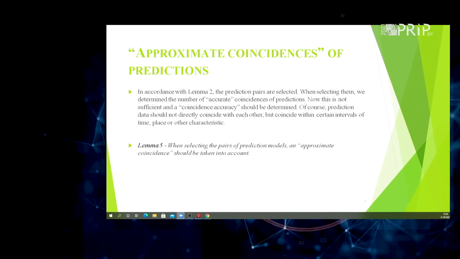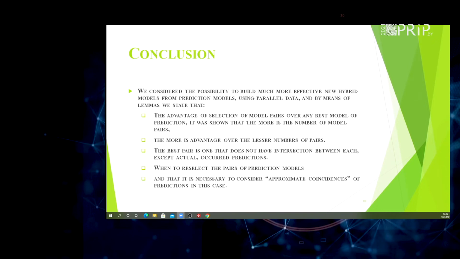Lemma 5: when selecting the pairs of prediction models, an approximate coincidence should be taken into account. And now, the conclusion. We considered the possibility to build much more effective new hybrid models from prediction models using parallel data, and by means of lemmas, we state the advantage of selection of model pairs over any best model of prediction. It was shown that the more the number of model pairs, the more the advantage over the lesser number of pairs.